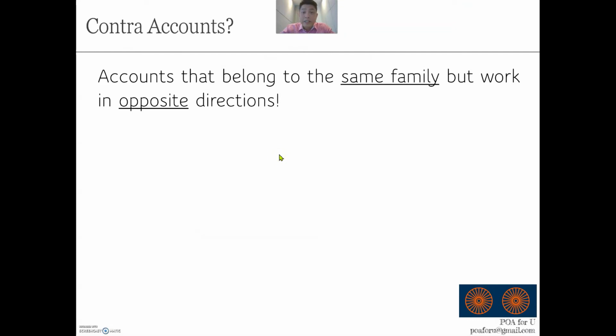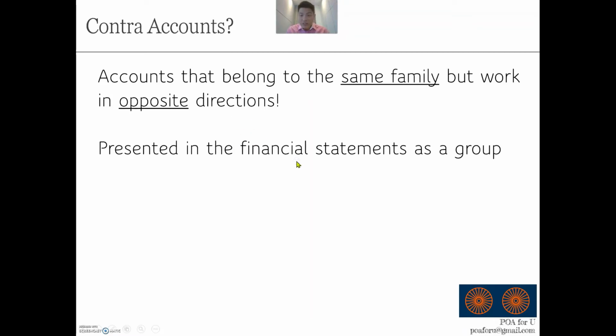Now, one of the characteristics of contra accounts is they belong to the same family as the main account, but they work in opposite directions as the main account. So if the main account is debit in nature, then the contra account will be credit in nature because it's supposed to reduce the balance of the main account. And the other characteristic is that, in the financial statements, they are always presented in the same group. And I'll show you with some examples very soon.